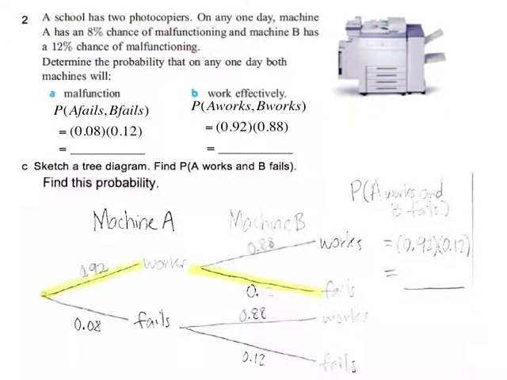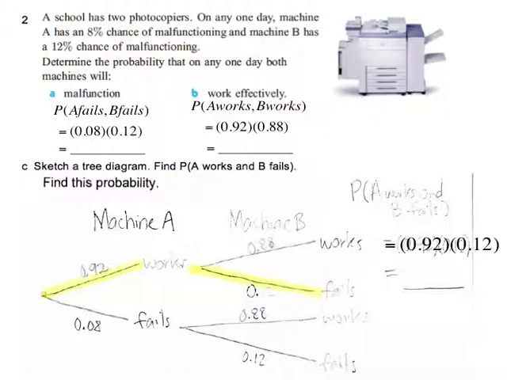So here we have machine A, 0.92 is it works, 0.08 it fails. Machine B, 0.88 works, and 0.12 it fails. And then the same probabilities on the bottom for machine B, because whether machine A works or not doesn't determine how machine B works. So there's no dependence. This is independent. And we're looking for a probability A works, B fails. So you follow the yellow path, A works, B fails, 0.92 times 0.12, and you will get some value. Pause if you need to draw that properly.